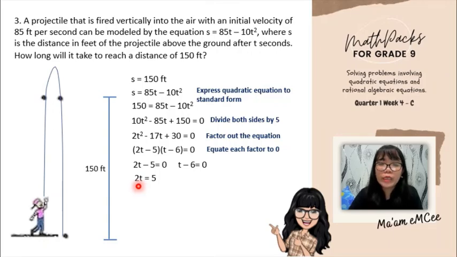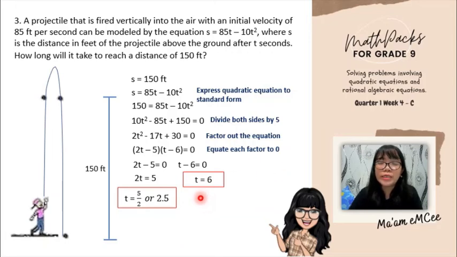So 2t divided by 2 is equal to t. 5 divided by 2 is equal to 5 halves, or 5 over 2. So our t is equal to 5 halves, or 2.5. And then for the second factor, we have to transpose negative 6 to the other side, so negative 6 will become positive. So t is equal to positive 6. This will be another solution for our problem. So t is equal to 5 halves or 2.5, and t is equal to positive 6.